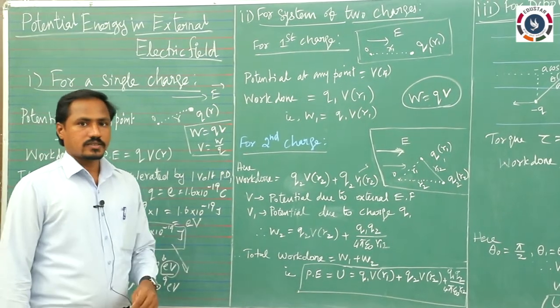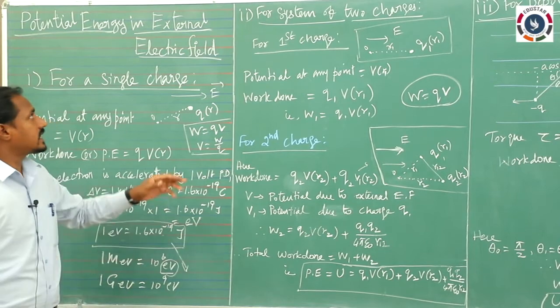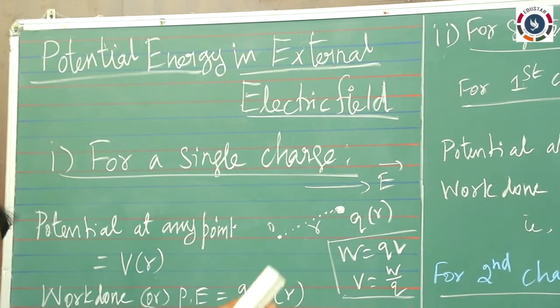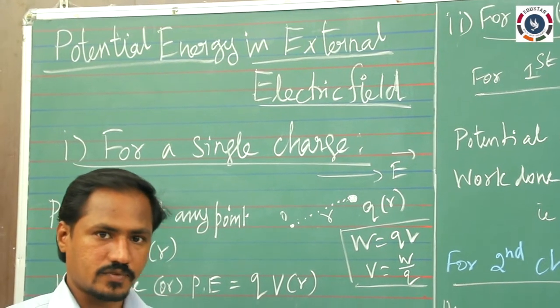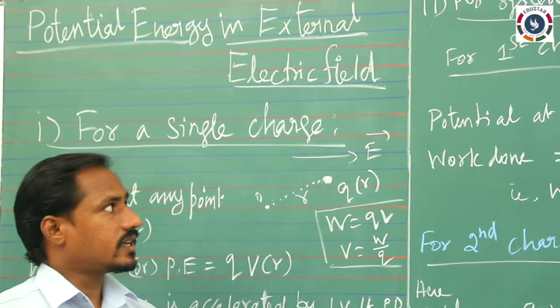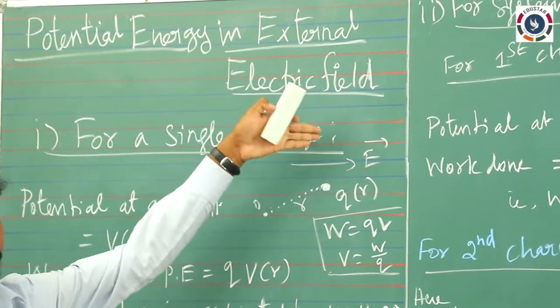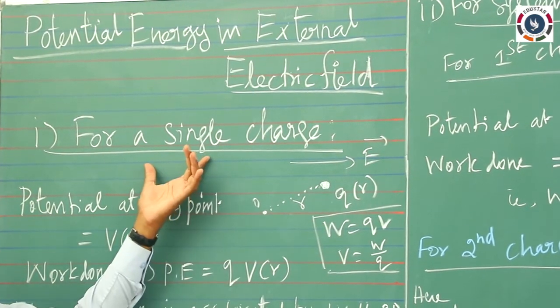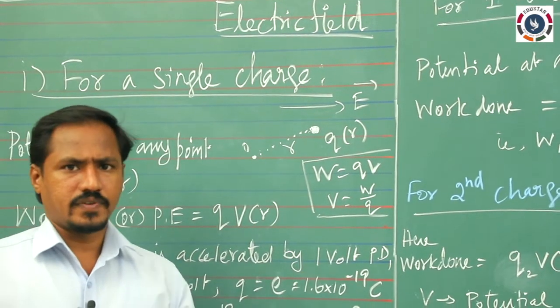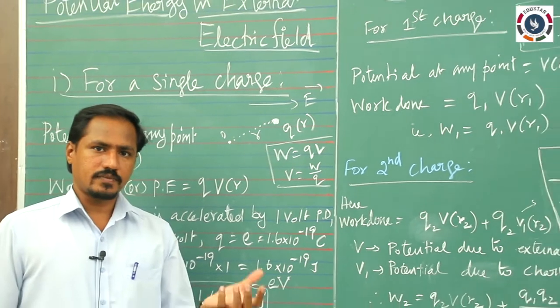Next, in this session we are going to discuss the potential energy in an external electric field. So far we have discussed the potential and potential energy of charges, dipoles and systems of charges. Here we are going to look at the external electric field. First is a single charge. For a charge in the external electric field, what will be the potential energy of that particle?